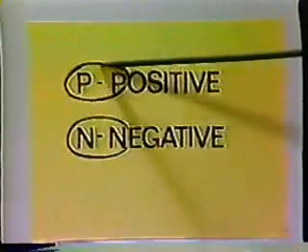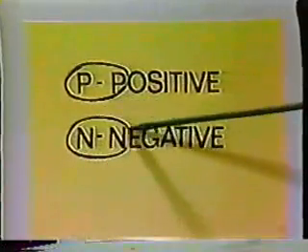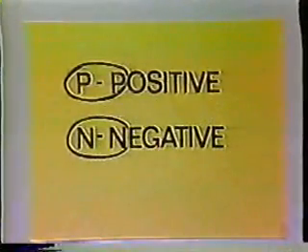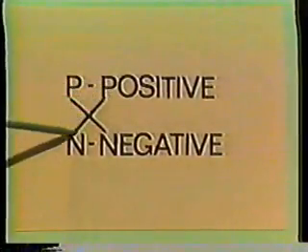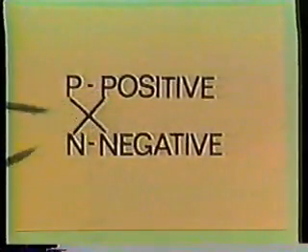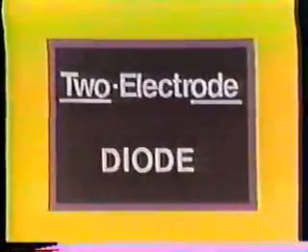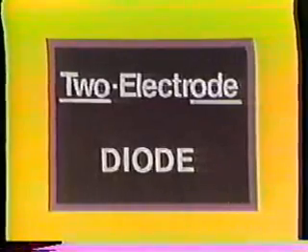An easy way to remember this is when positive goes to P and negative goes to N, things are matched up and current flows. But when negative goes to P and positive goes to N, things are all crossed up and no current flows. Remember, when the P-N junction is forward biased, there is high current flow. And when the P-N junction is reverse biased, there is little or no current flow.